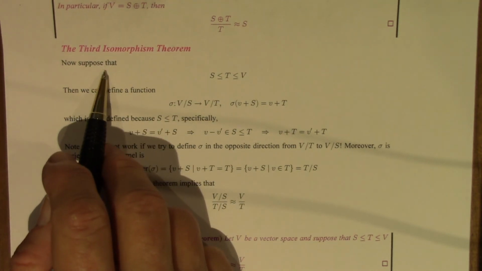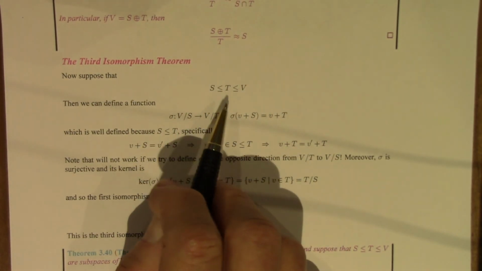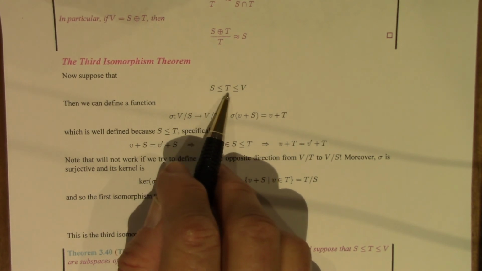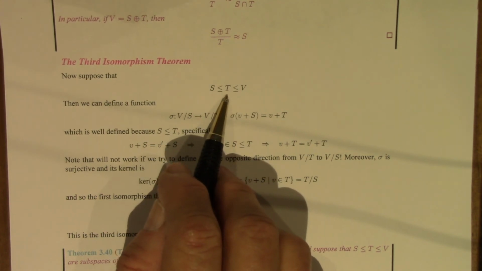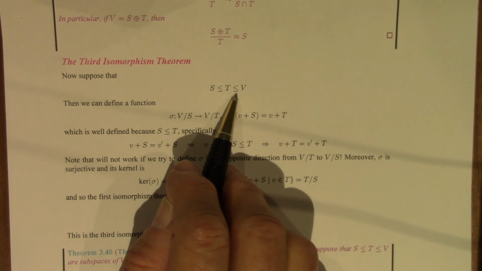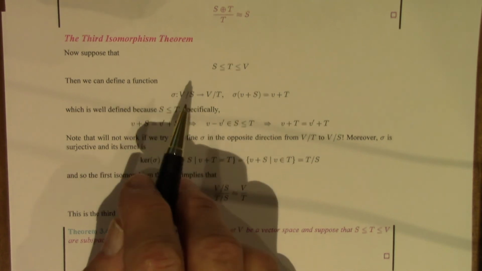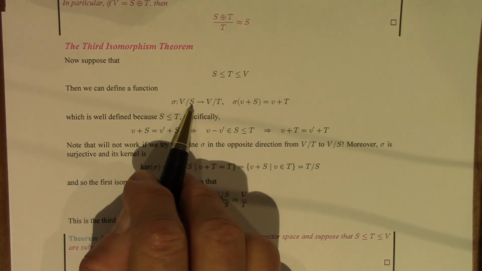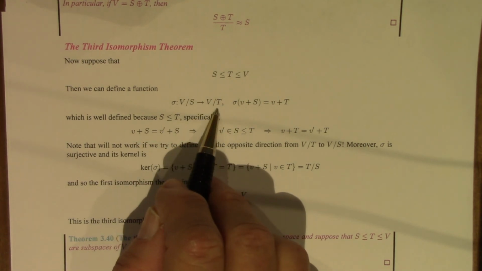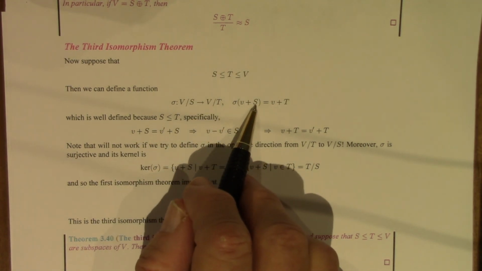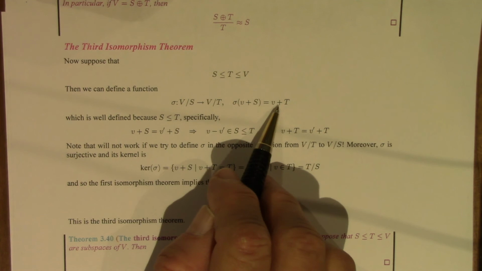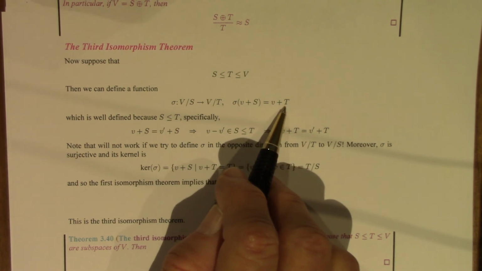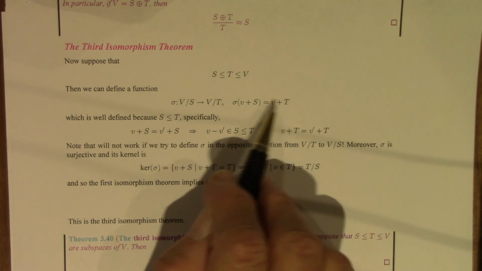For the third isomorphism theorem, start by supposing that we have two subspaces, S and T of V, and S is also a subspace of T, so this is a hierarchy of subspaces. We can define a function from V mod the smaller one, S, V mod S, to V mod T by taking an S coset represented by v and using v as a representative of a T coset. So swap S for T.